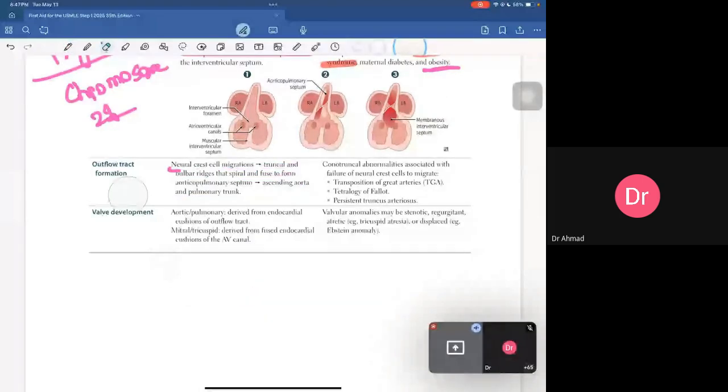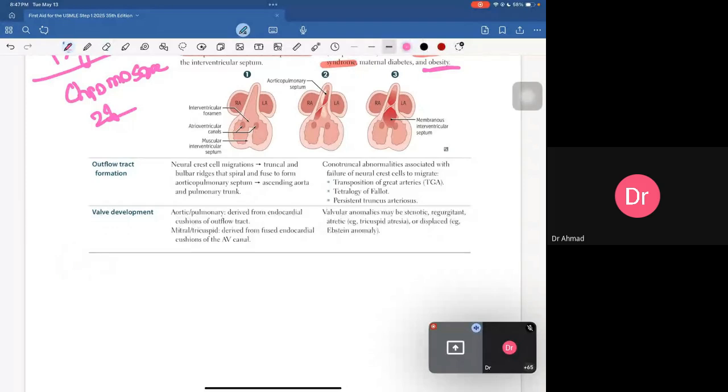So now, if there is any problem, a failure of neural crest cells to migrate, we would have three conditions. Right. One is transposition of the great arteries, then the other one is tetralogy of Fallot, and the third one is persistent truncus arteriosus. After completing these things, we will move on to this, but let's just complete these things first.